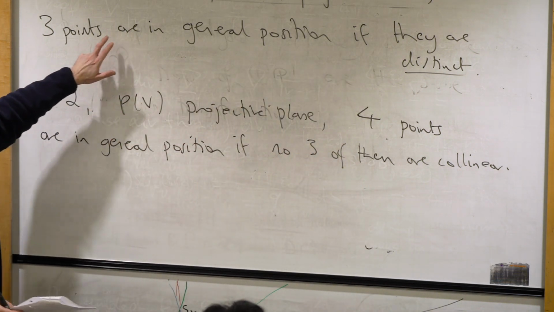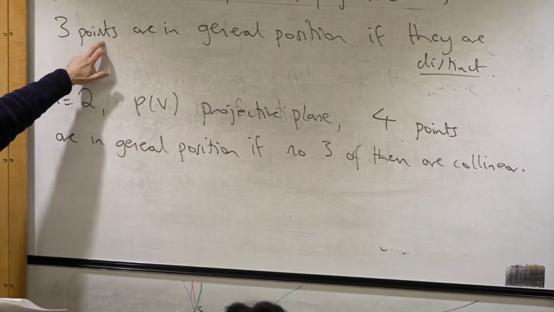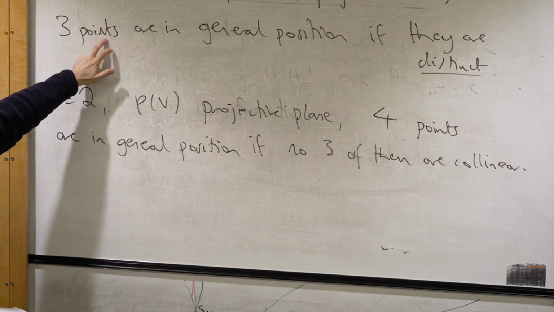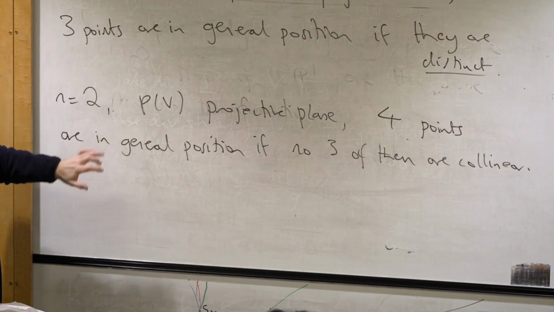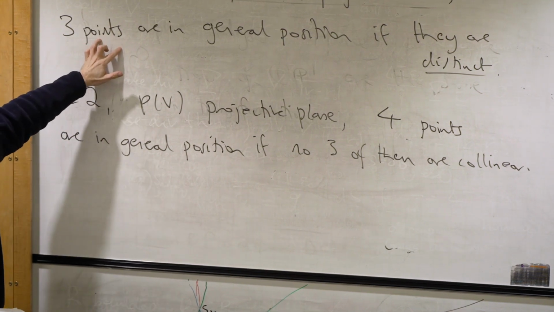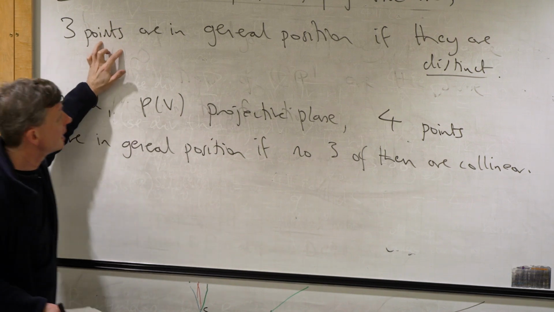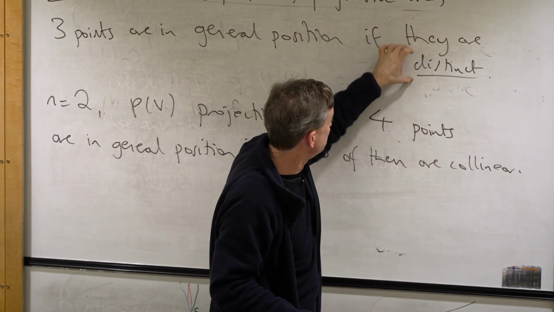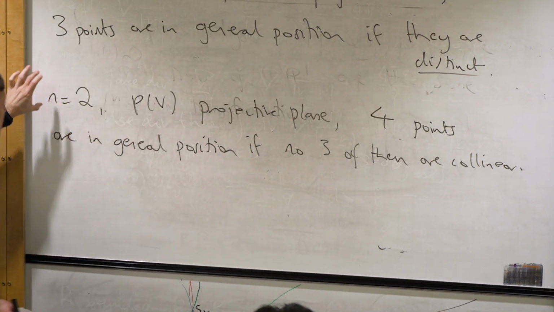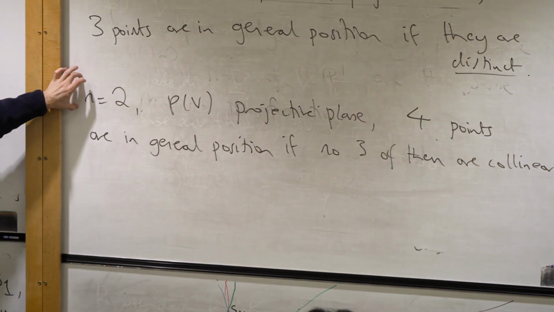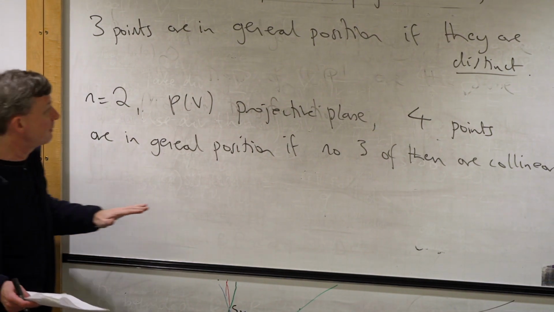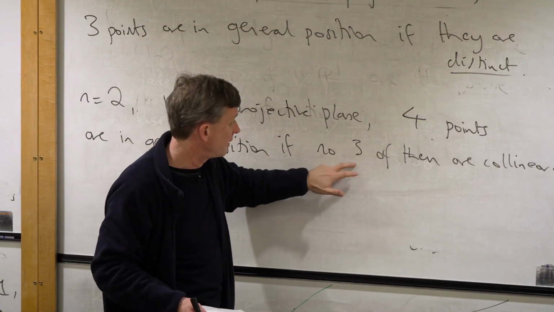In this case, you don't want 2 points to lie in a hyperplane, but a hyperplane in a projective line is just a point. So 2 points lying on a hyperplane means 2 points being the same. Not lying on a hyperplane means being distinct. For a projective plane, a hyperplane is a line. So you want no 3 points to lie on a line, no 3 of them to be collinear.